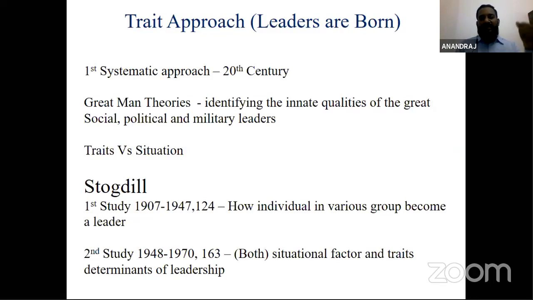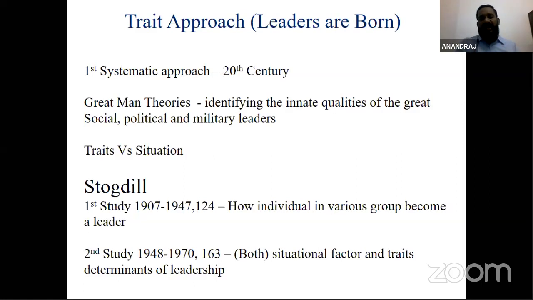People who had already succeeded in their positions were taken into research. What are the traits that they have? Inborn qualities, inborn characteristics that they have, were identified. And if they have certain traits, that leads to leadership. That's what Stockdale did. He had two different approaches: he looked at the traits approach and then the situation approach.